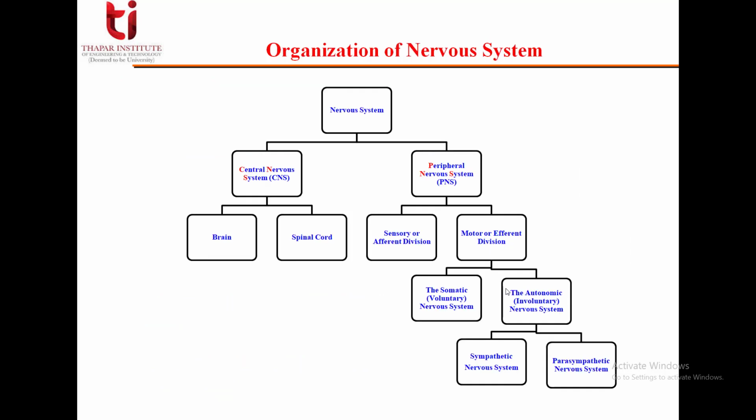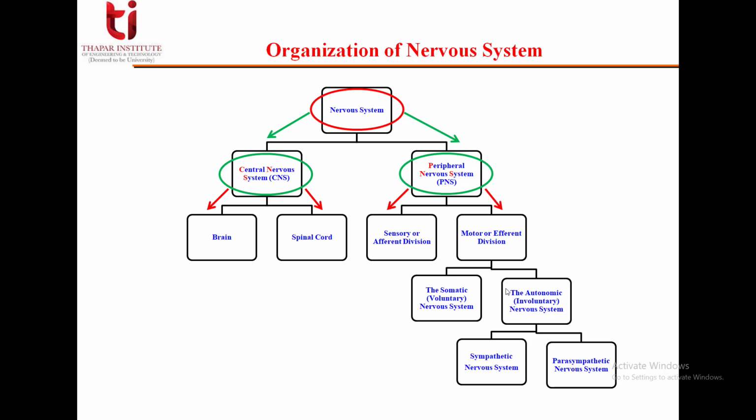Now, let's have a brief recap on the different divisions, or organization, of the nervous system. As we have seen, the nervous system is classified into two: the central nervous system and the peripheral nervous system. The central nervous system further constitutes the brain and the spinal cord. On the other side, the peripheral nervous system has two further divisions, the sensory division and the motor division.